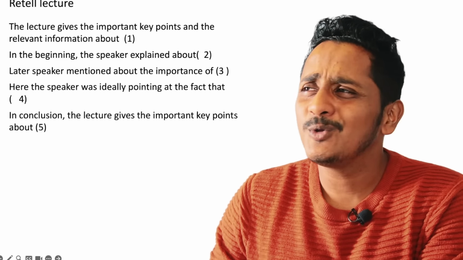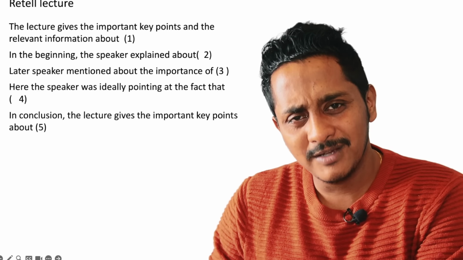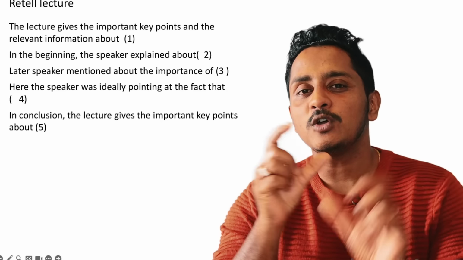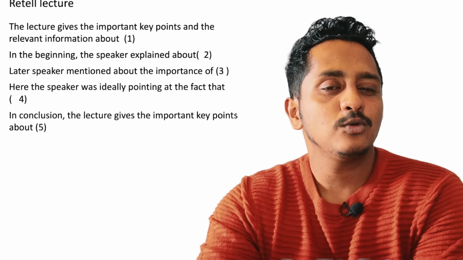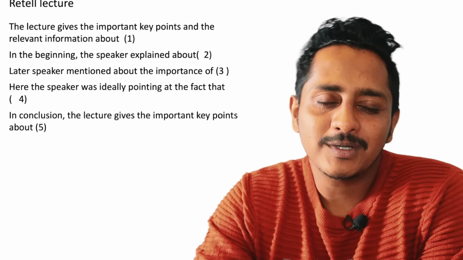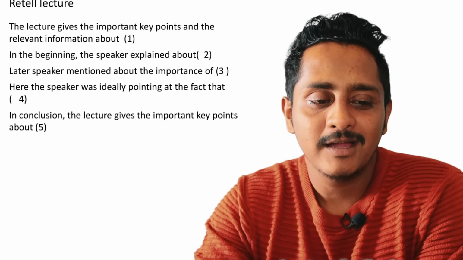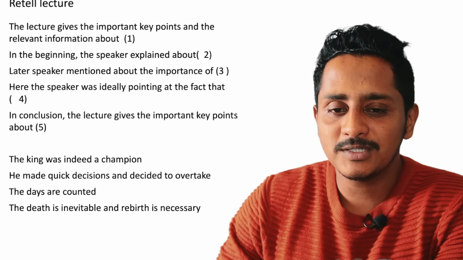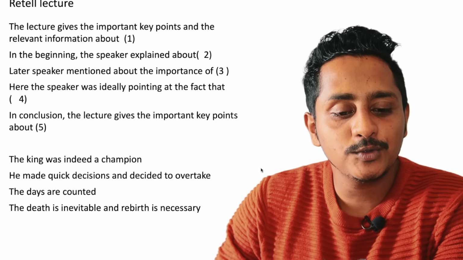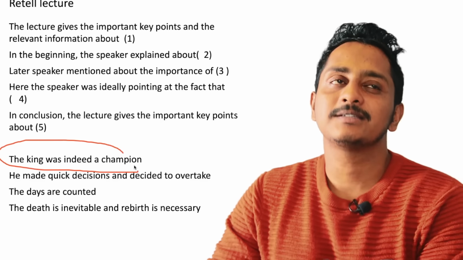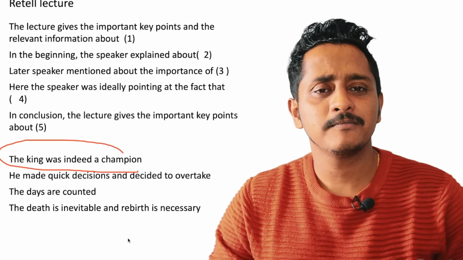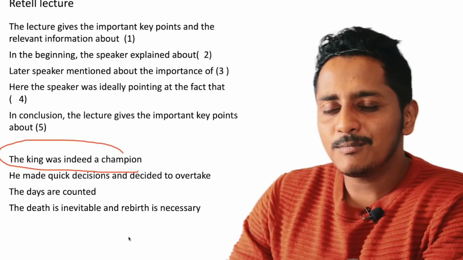Quickly we move on to written lecture as well. No need of any changes, this we have learnt, you can continue. This has to be a lengthy template, avoid using short templates which do not contribute in any way to get your fluency marks high. The lecture gives the important key points and the relevant information about King was indeed a champion. I want you guys to write the small sentence like this, at least 4 to 5 words. Or whatever you can. 4 or 5 sentences, more than enough.